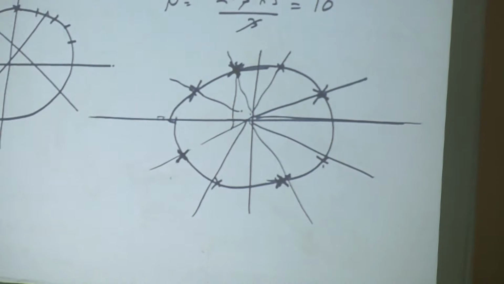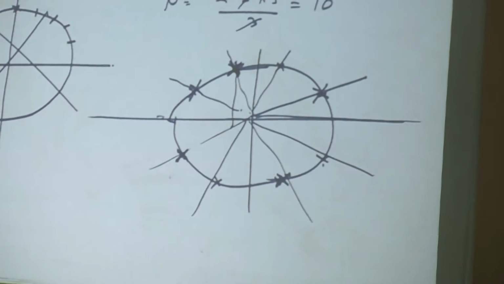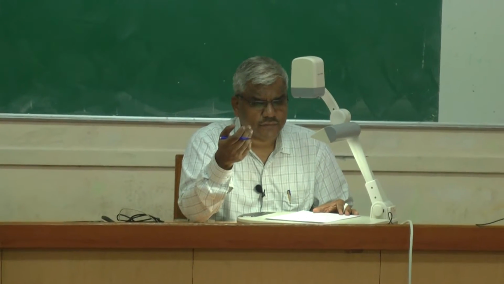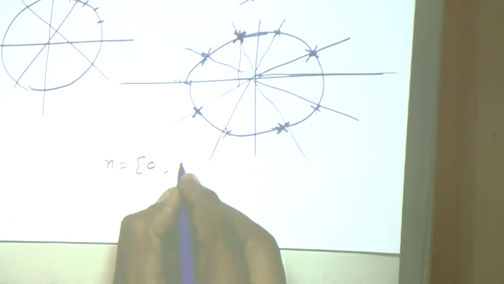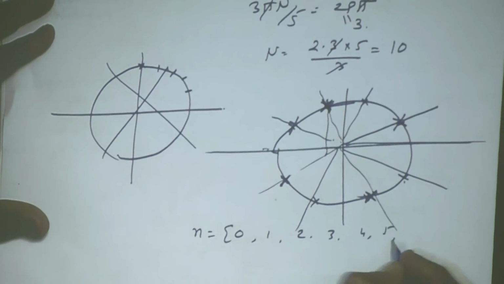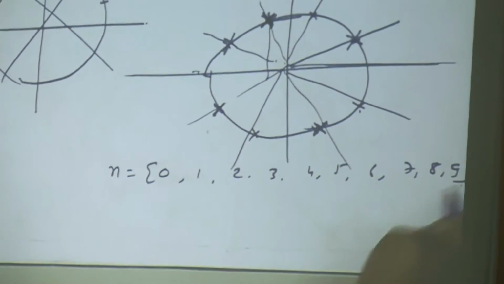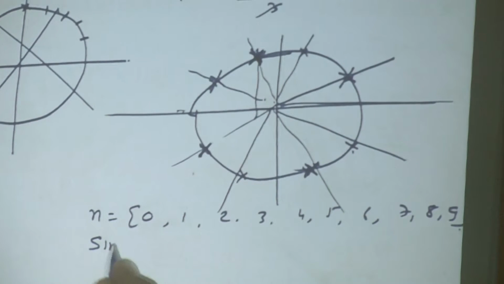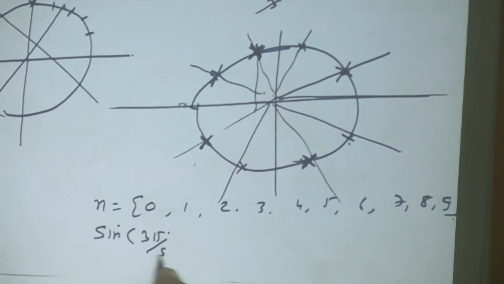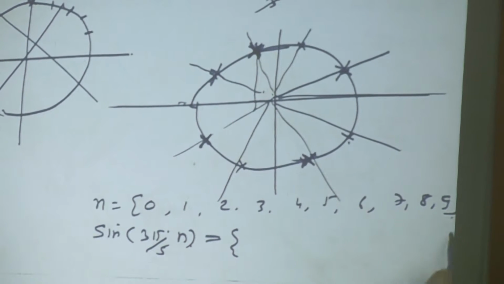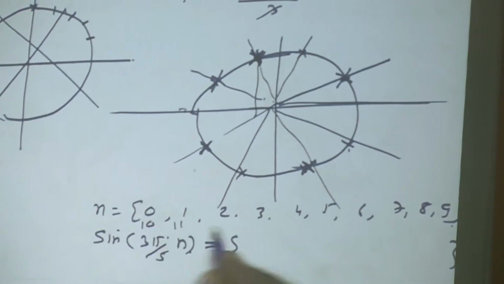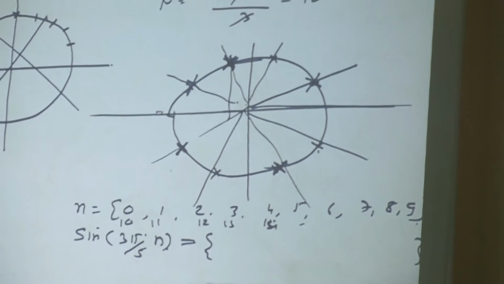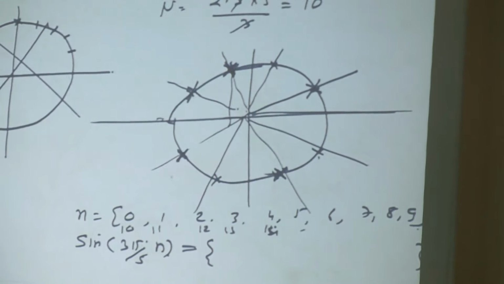I hope most of the calculators today can find the sequence sine of 3 pi by 5 n when n is 0 to 9. Do that. Obtain the values for n equal to 0, 1, 2, 3, 4, 5, 6, 7, 8, 9 and then sine of 3 pi by 5 n. Find out this angle and then also find out n equal to 10, 11, 12, 13, 14, 15 and so on, and you will see that it repeats after 10.